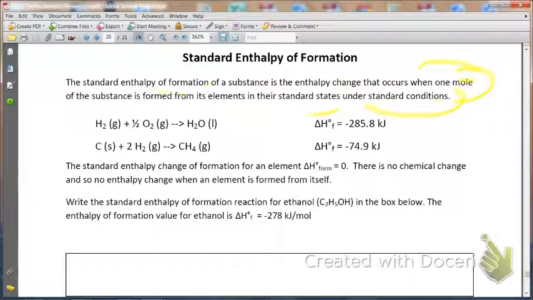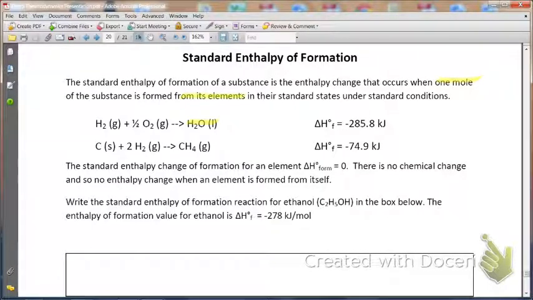So, what does this all mean? Well, we have a couple of example problems here. Some equations. We're going to form a mole of water here. Okay? Remember, by definition, we can only form 1 mole of the substance. 1 mole. I'll highlight that again. 1 mole of the substance. So, how do we form 1 mole of water? Well, we do so from its elements.